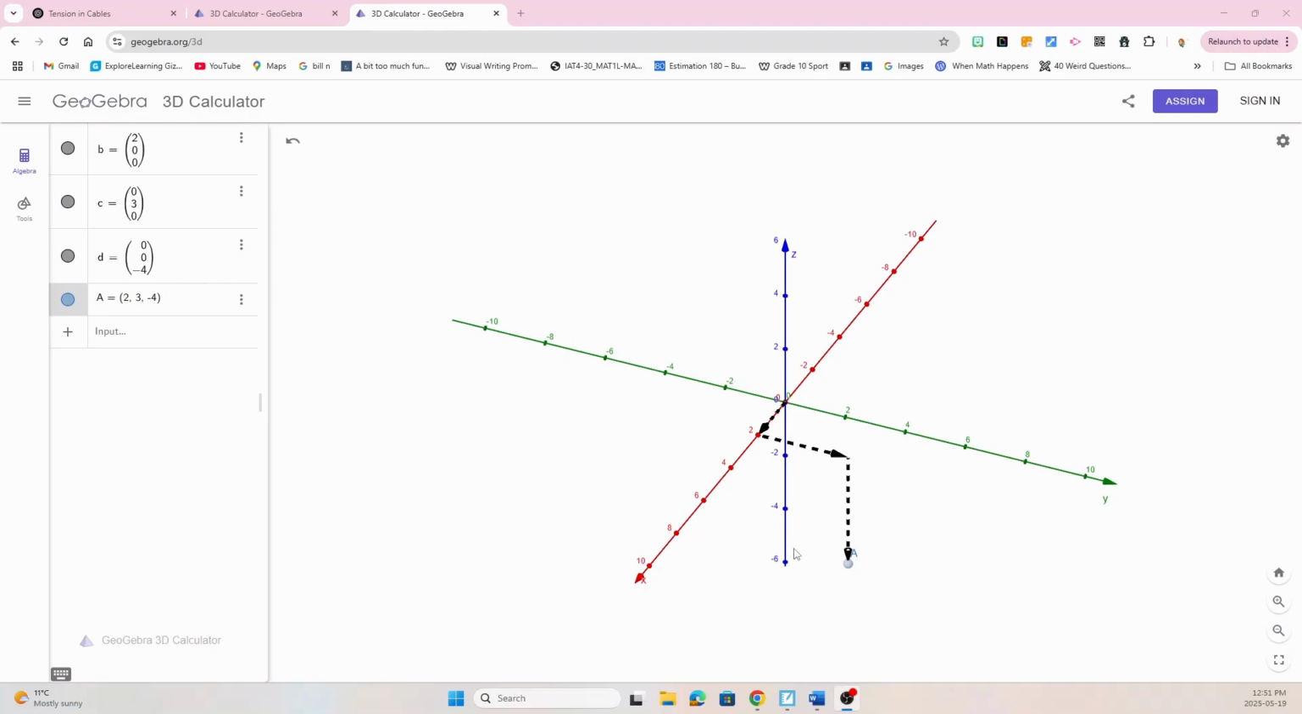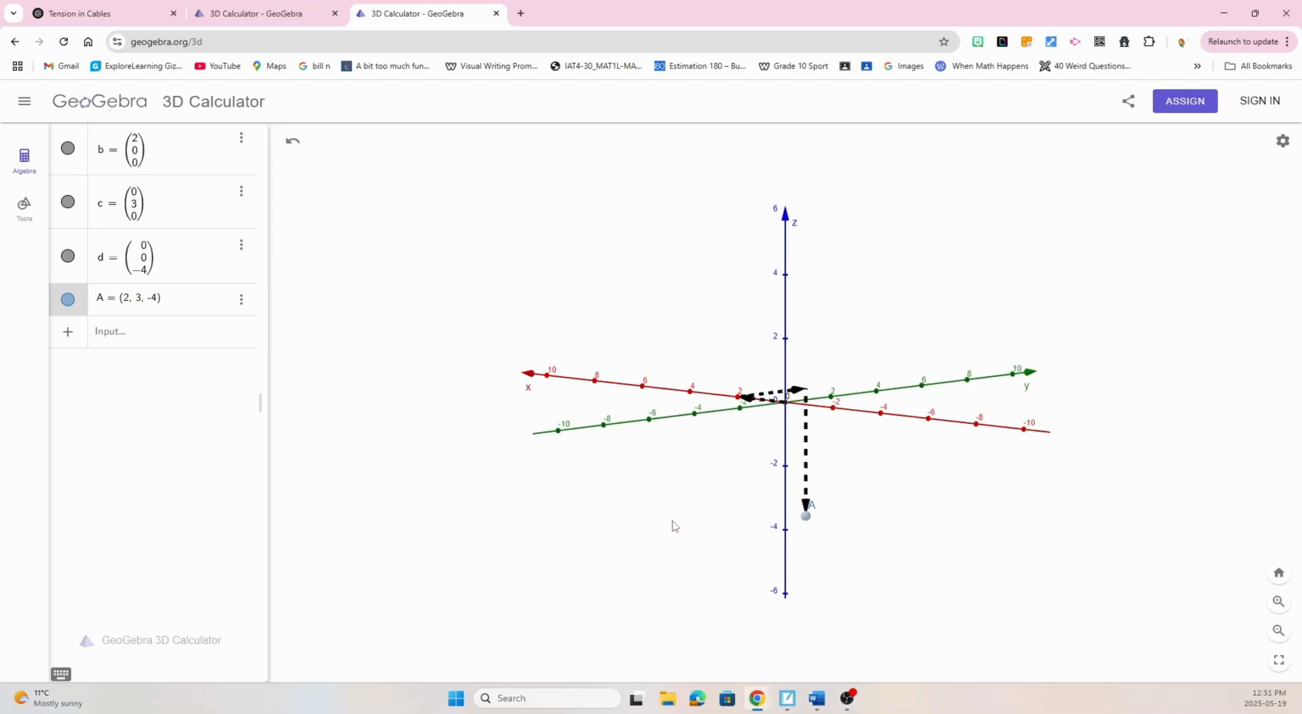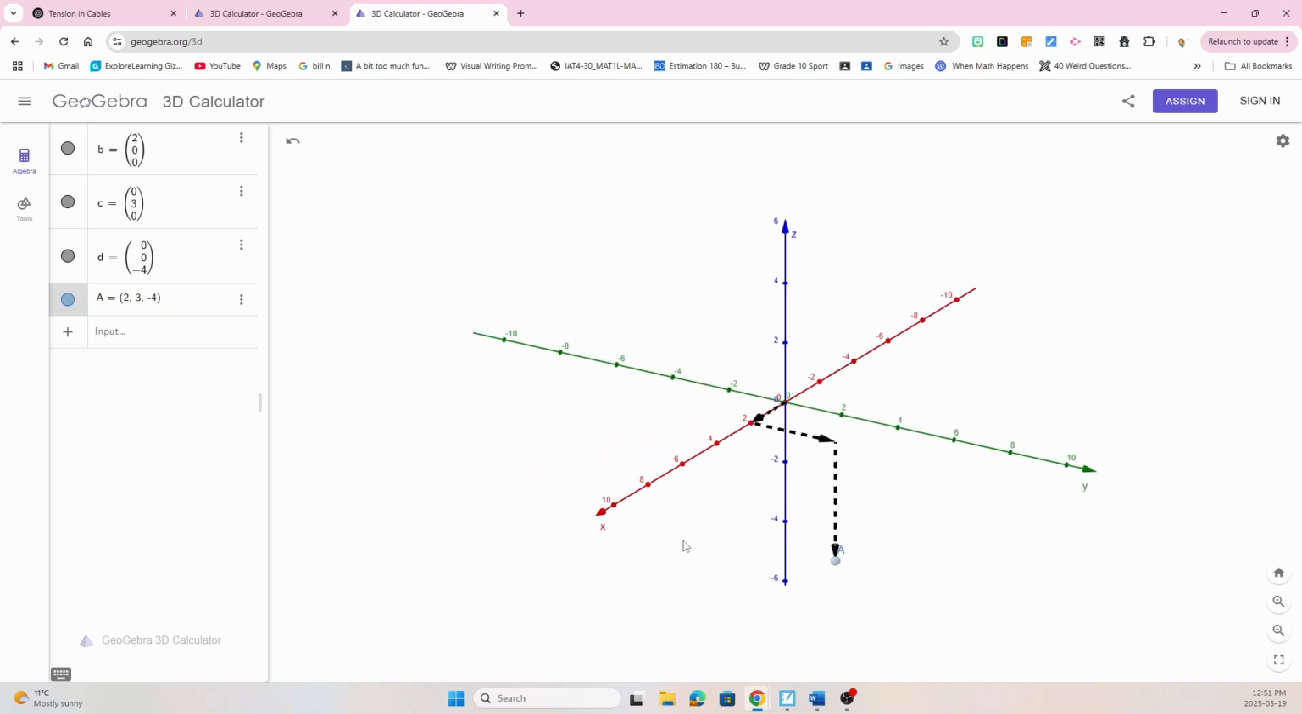So here's what this looks like plotted in 3D. You can see we've come out 2 in the positive direction on the x. We've gone across in the y, positive y direction, 3 units, and down 4 units in the negative direction. And if we move this around a little bit, we can see where this ends up.